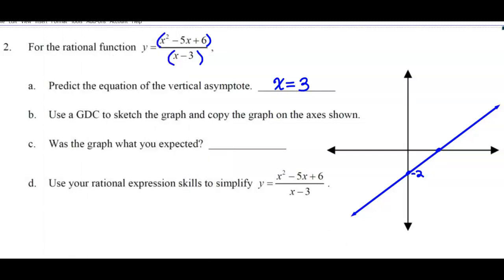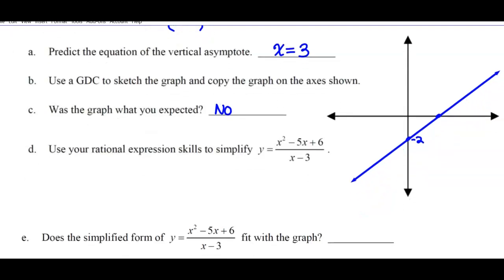Okay. Why is the graph as you expected? Well, you might have expected, because of the graph we were doing yesterday, that maybe it was curved, had arms, had an asymptote at x equals 3, something like that. So, in general, probably no. First of all, because of their asymptote, right? Okay, so let's simplify that rational equation.